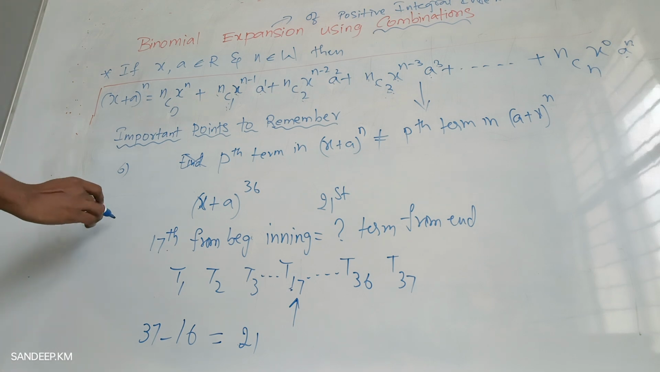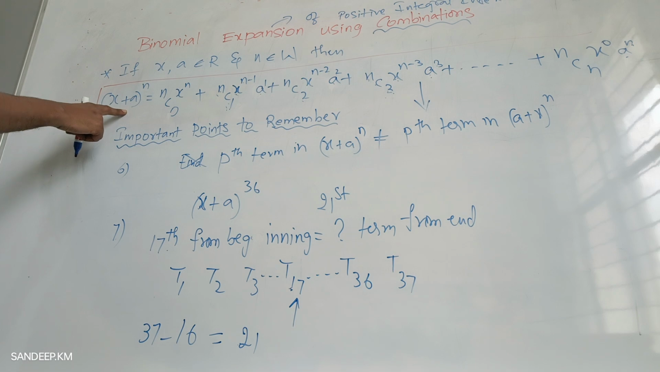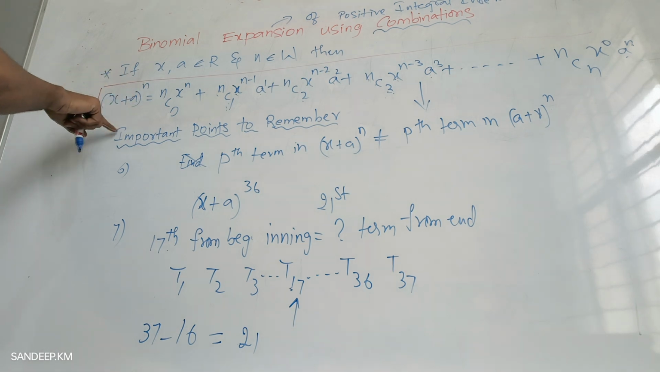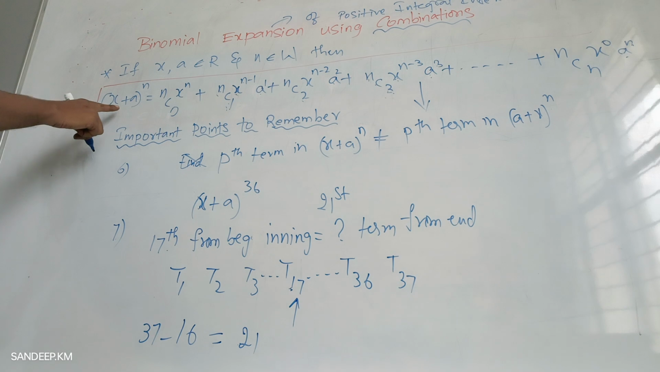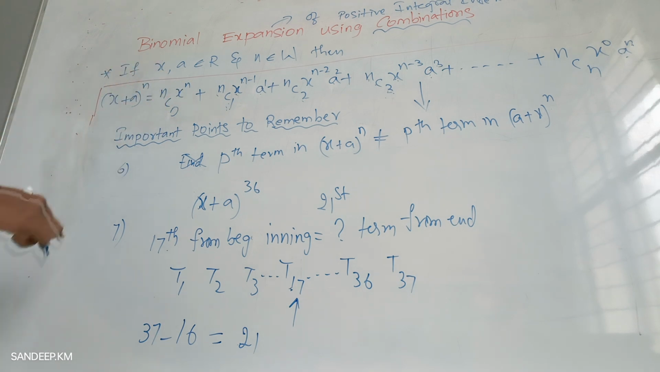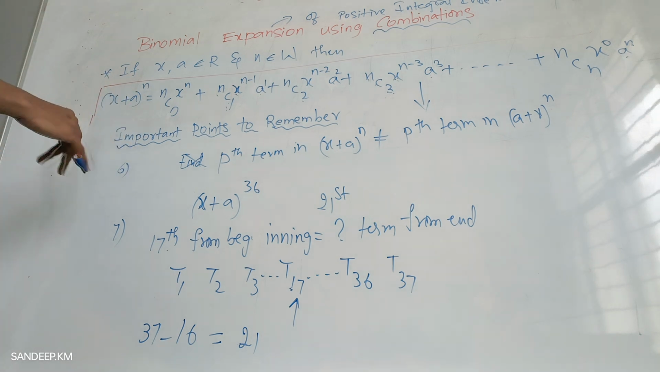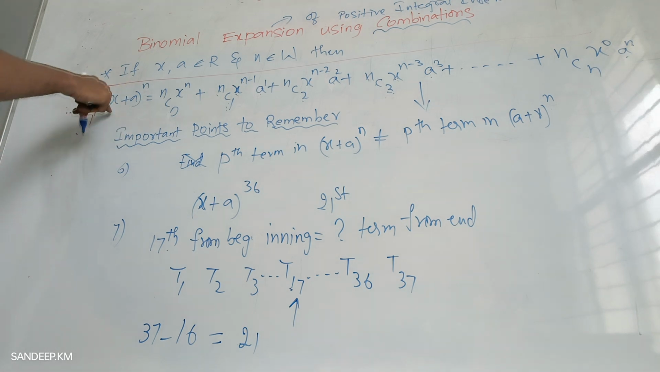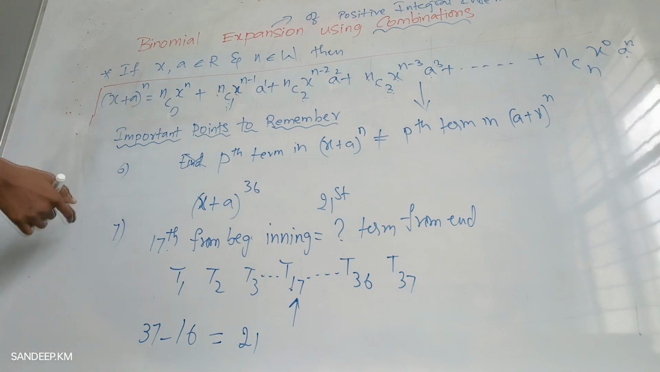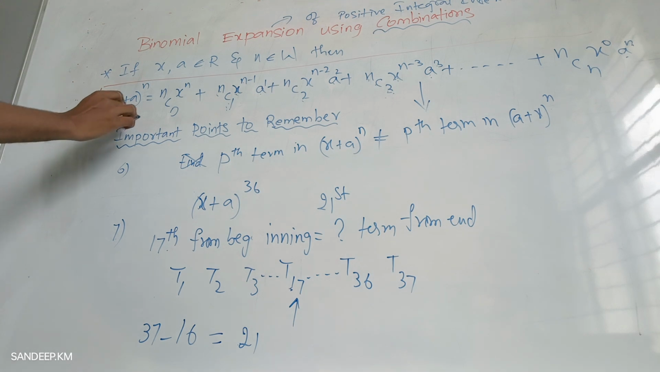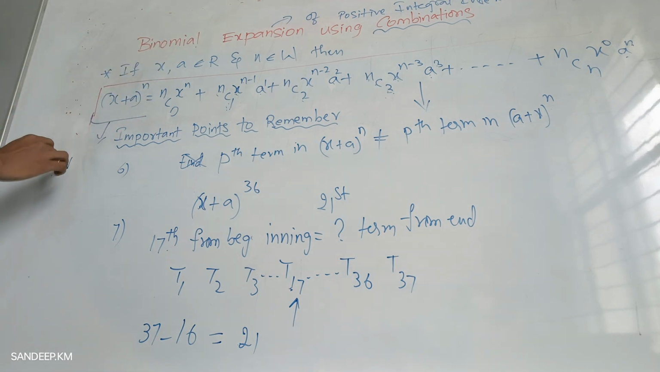And one last point, dear students: LHS in this expansion, (x plus a) whole power n, is always equal to RHS for every value of x and a. In place of x and a, you can substitute any real number or any complex number. Correct or not? Since for every value of x and a, LHS is equal to RHS, this binomial expansion is an identity.